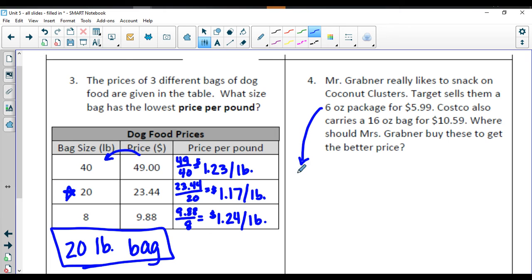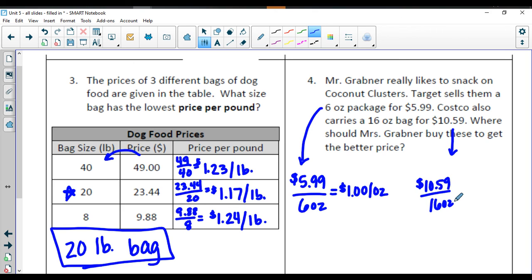So if we're looking at Target, we're going to do $5.99 divided by a 6-ounce bag. And 5.99 divided by 6, I'm going to get 0.998. So basically that is going to end up rounding up to $1 per ounce from Target. For Costco, it's $10.59, and that's going to get me a 16-ounce bag. So I'm going to do 10.59 divided by 16, and I get 0.661. So $0.66 per ounce from Costco.